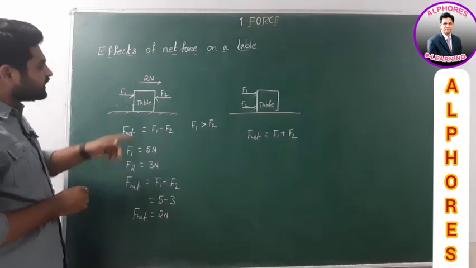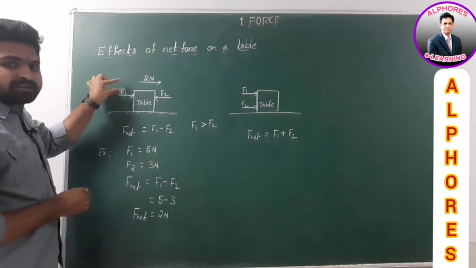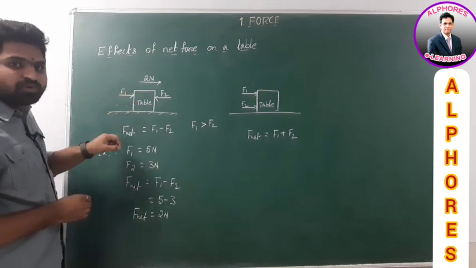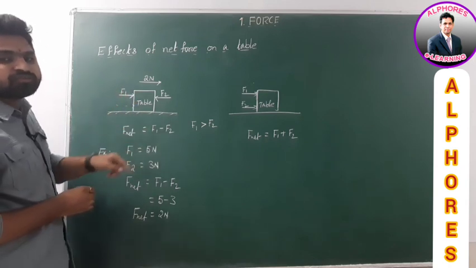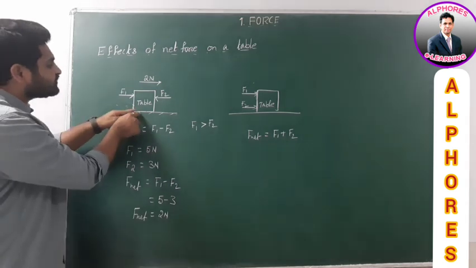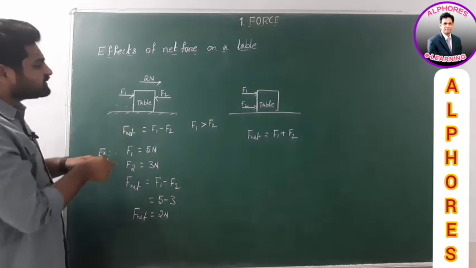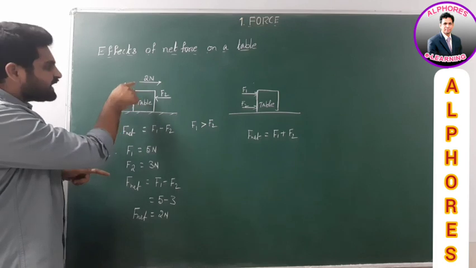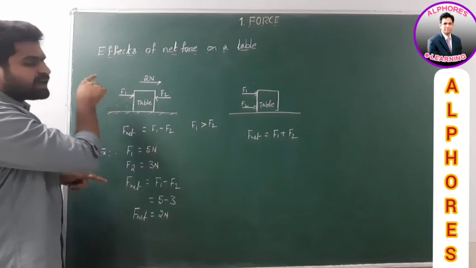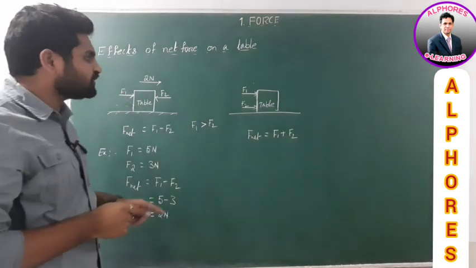Why in the direction of F1? Because the magnitude of F1 is more than the magnitude of F2. So the resultant force acting on the table is 2 Newton and the direction of the force is in the direction of F1. I hope you understand.